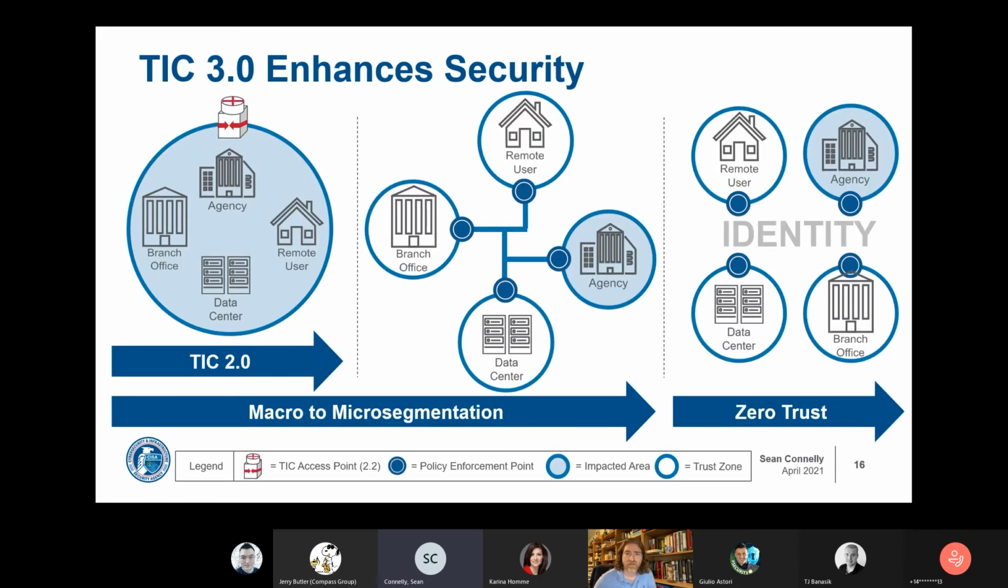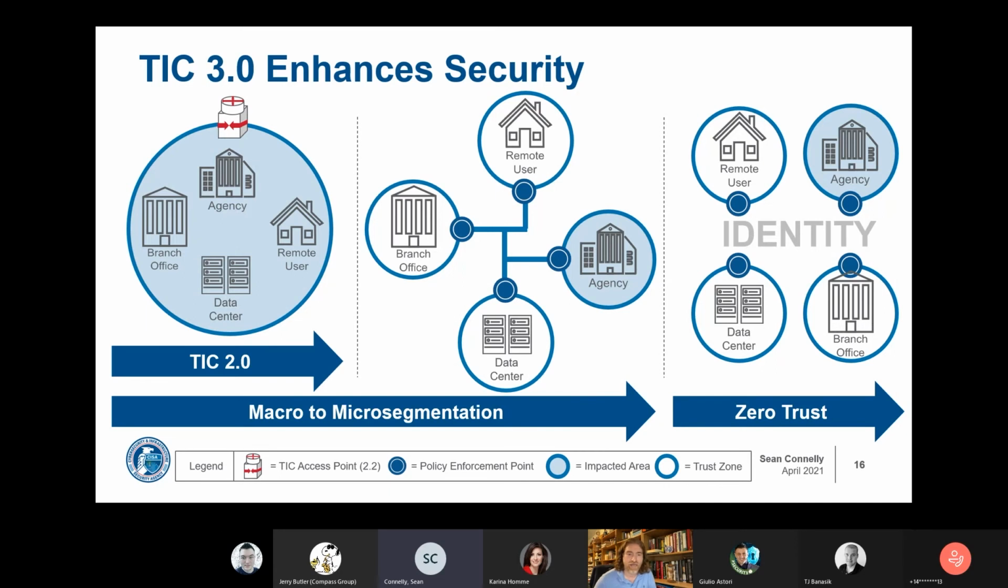So to orient the audience on this slide, from left to right, we show 3 different architectures. TIC 2 is on the far left, then moving from the macro segmented to a micro segmented environment in the middle, a zero trust environment on the far right. In each architecture, we show 4 resources that we want to protect: agency headquarters, branch office, remote user, and data center. For this slide's perspective, in each of the 3 diagrams, we show a blue shaded area as an area which has been hacked or compromised, an impacted area.